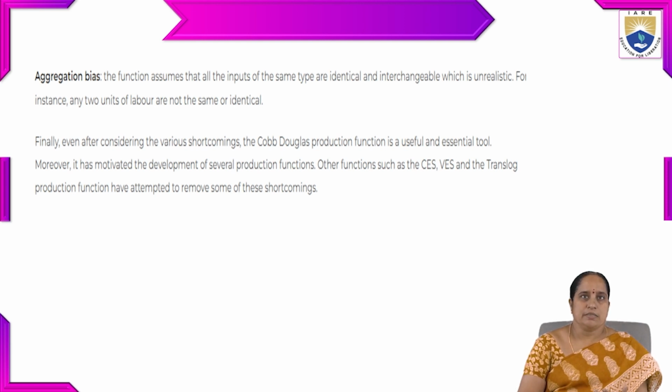Even after considering the various shortcomings or limitations, the Cobb-Douglas production function is a useful and essential tool. It has motivated the development of several other production functions. Apart from Cobb-Douglas, we have CES, VES, and transcendental production functions, which have attempted to remove some of these shortcomings.